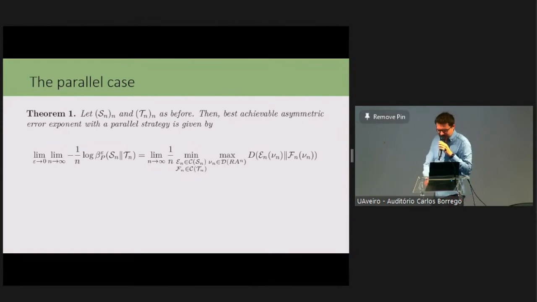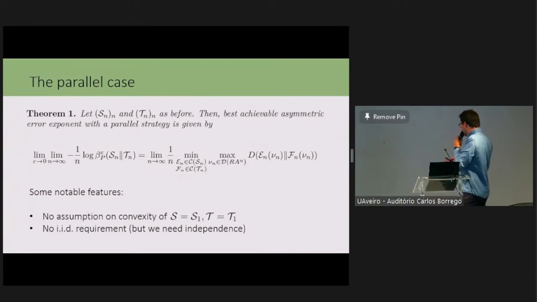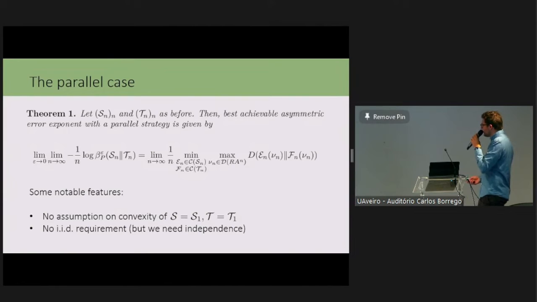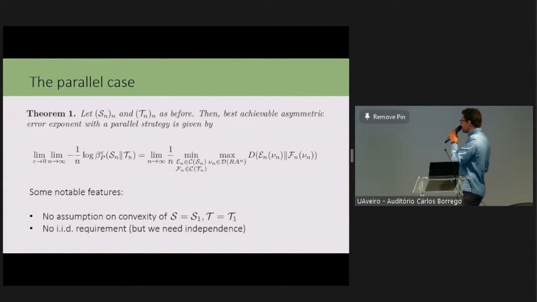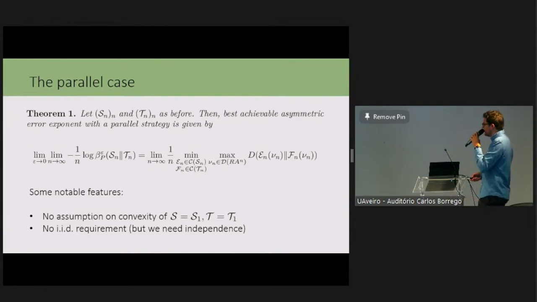Maybe some additional highlights about this formula, which set it off a bit from what people have previously done. Nobody actually looked at this channel case, but previously people looked at similar things for states. What I would like to highlight here is that this really is fairly general. We have very, very few assumptions on Sn and Tn. Specifically, we don't need S, which is S1, and T, which is T1, to be convex. You can take essentially any set. We also don't have cardinality assumptions, so they don't need to be finite.